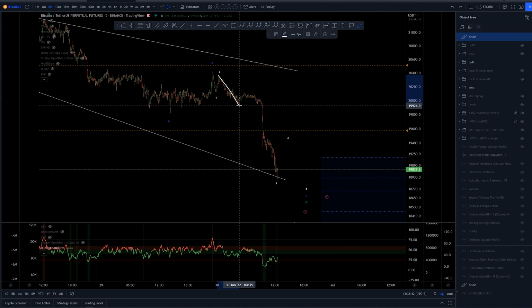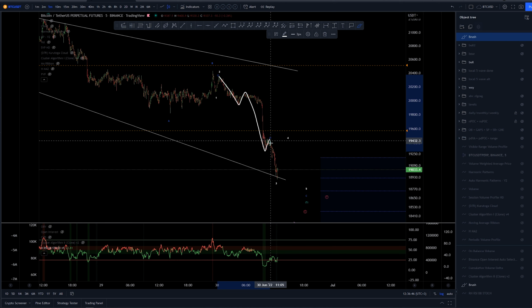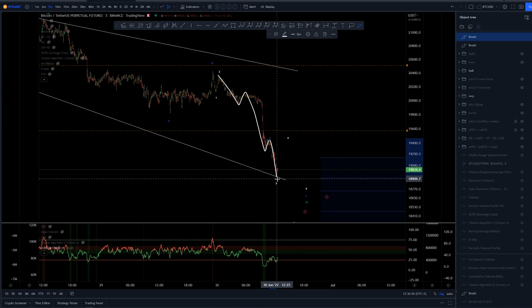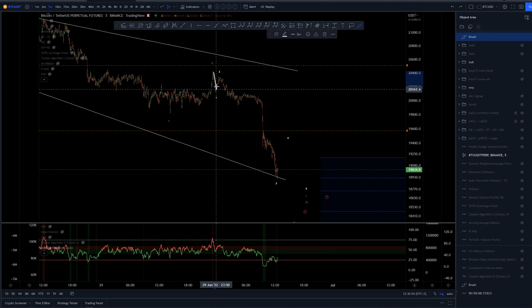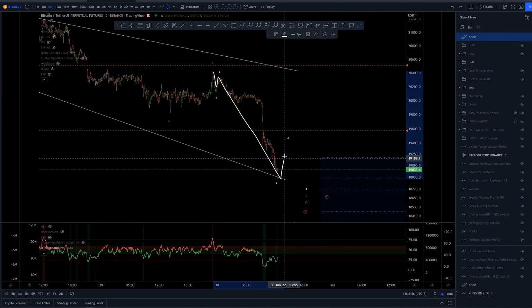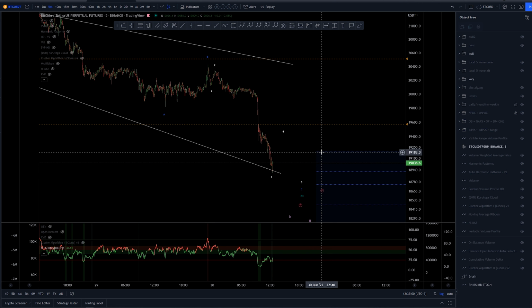Then here we would have this as a 1, 2, 3. Is this enough of a 4 pullback? I'm not sure, but it looks pretty okay. And then 5 waves down for the third wave. At that point we would have this as a third, then fourth and fifth. So that is my outlook at the moment.